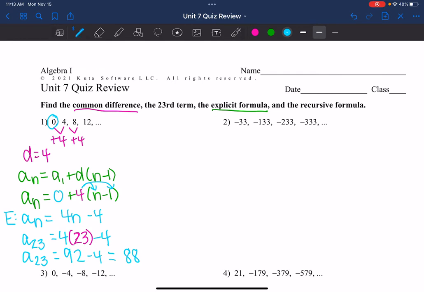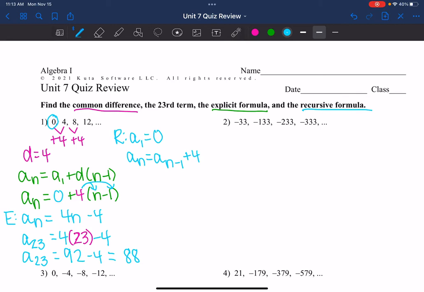And then the last thing that I need to do is go ahead and create that recursive formula. So that's going to be up here. I'll write that. And remember, with recursive formula, you want to have your first term. So a sub 1, or my first term of the sequence, is 0. And then I write a sub n equals a sub n minus 1, so the previous term, plus 4. Okay, so that is my recursive, explicit, and the 23rd term.